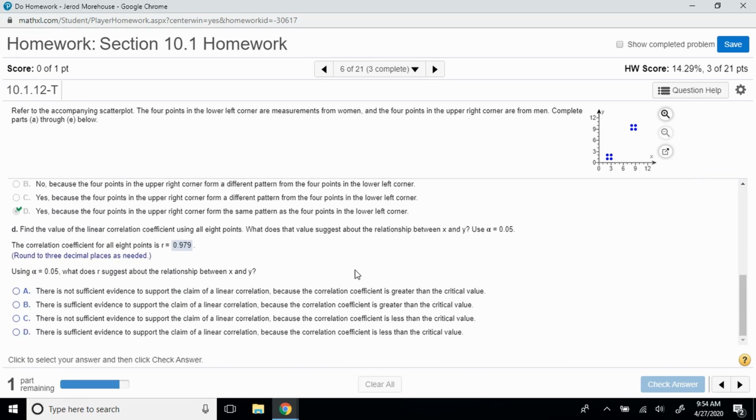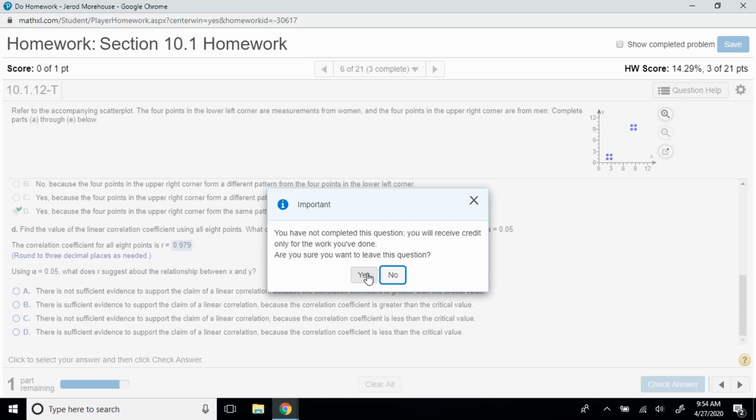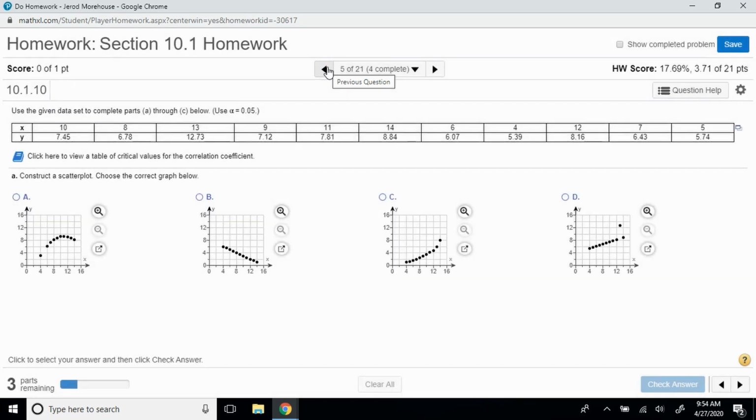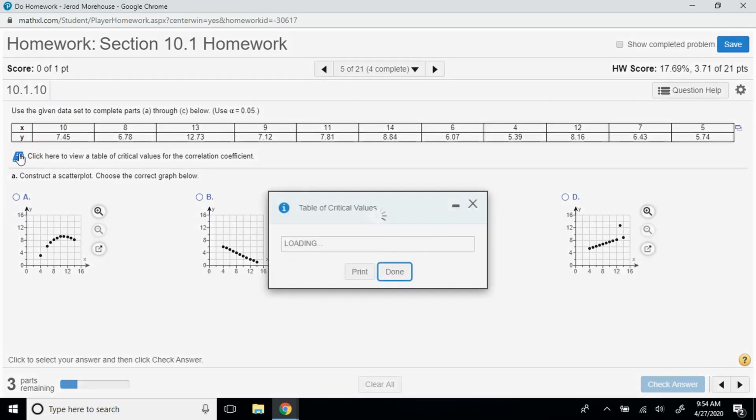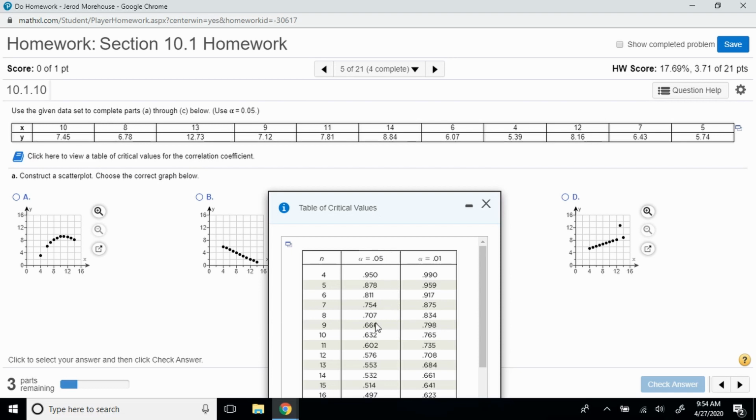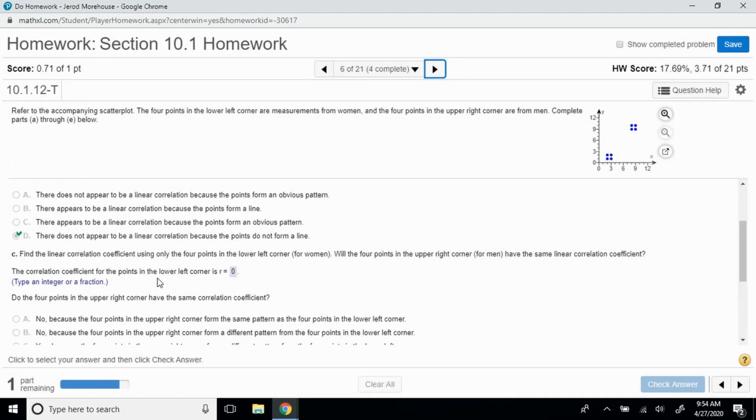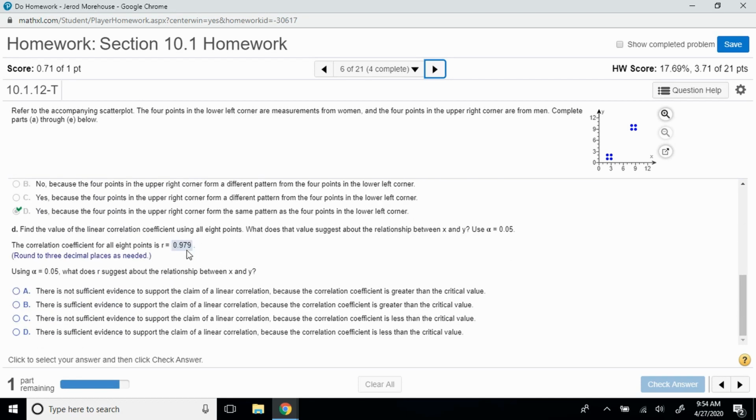Well, here it didn't give us the table. So let's go back to problem number 4. Or maybe 5. Oh, 5 has the table. So our sample size was 8, and we're using an alpha of 5%. So our critical value is 0.707. Going back to problem 6, our correlation coefficient was very, very high. This is larger than the critical value. So there is sufficient evidence that this is a linear relationship.